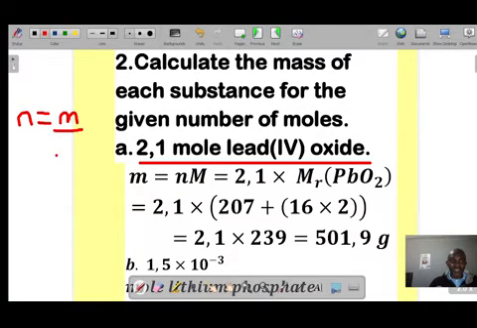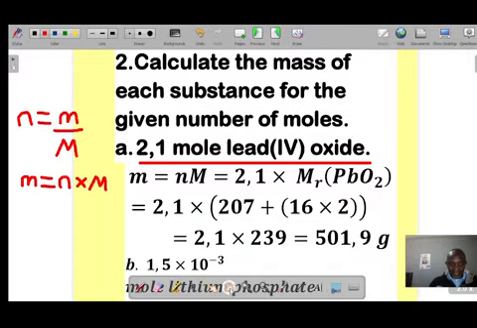So now if the question wants mass, then how to get the mass from here? You just have to make mass the subject of the formula. So that you have your mass, small m, equals what? Equals the number of moles multiplied by what? By the molar mass, right? And then there you're going to have your mass for that given compound. Let us continue this example here.